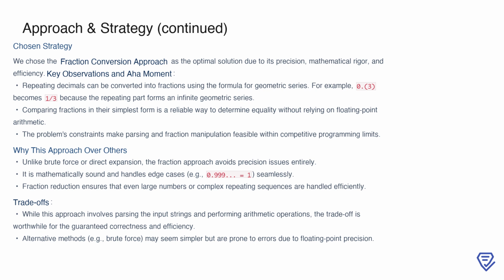Additionally, this approach avoids the pitfalls of floating point arithmetic, such as rounding errors, and seamlessly handles edge cases like 0.999 being equal to 1. It is also computationally efficient, as the problem's constraints make parsing and fraction manipulation feasible within competitive programming limits. In contrast, other methods, like brute force or direct expansion, are more error-prone and less efficient. While the fraction conversion approach requires parsing and arithmetic operations, the trade-offs are justified by its guaranteed correctness and robustness.